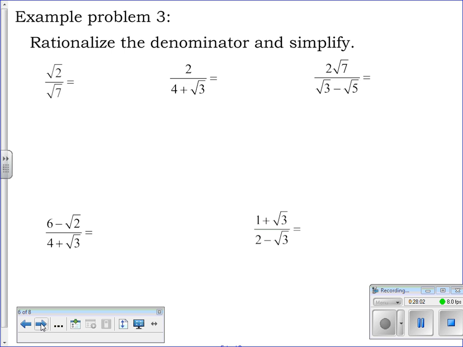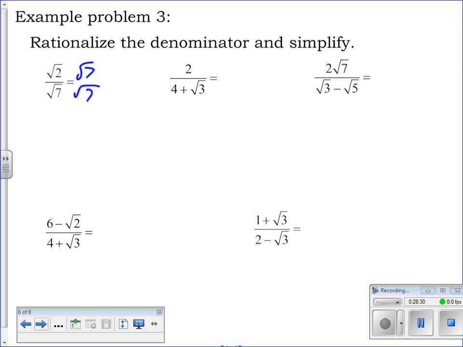First one's the easy one. I'm not allowed to have square roots in my denominator. I will need to get rid of the square root of 7. Very easy. I multiply by 1. The square root of 7 over the square root of 7. What's that? It's 1. May not look like 1, but it's 1. I always multiply by 1. Why do I multiply by 1? Because it will not change the value.